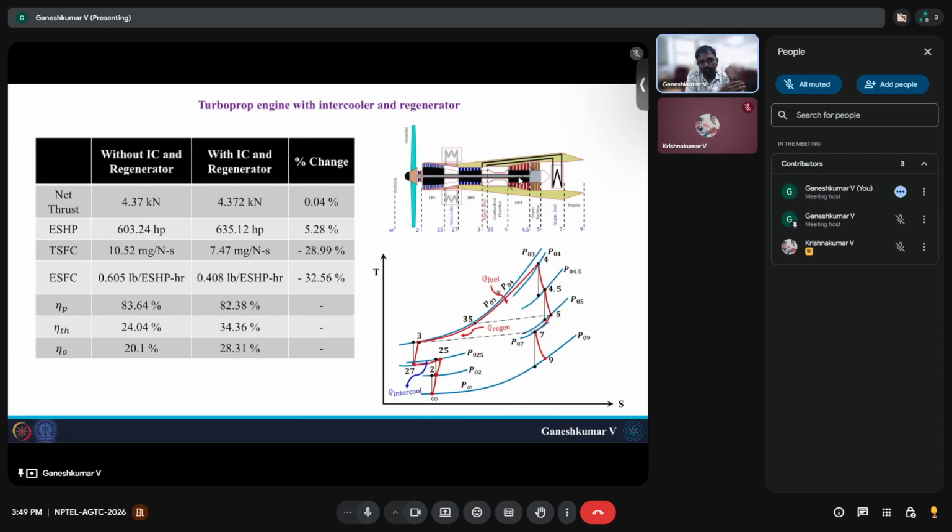But what is also true is you are increasing the number of components, and it requires high maintenance. Reliability issues come into the picture, and all those things are there. Maintenance is required. Safety measures need to be taken care of. So those things you need to take care of before devising such an engine.